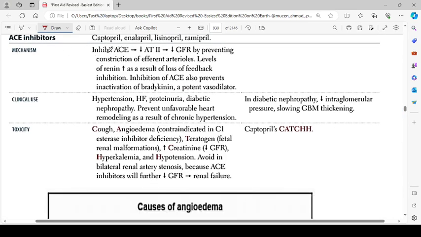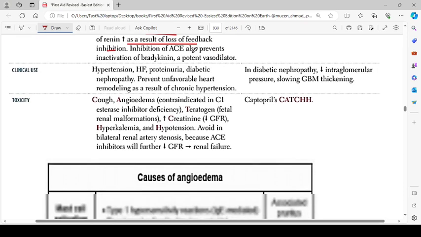The mechanism is they inhibit the angiotensin converting enzyme, decrease the angiotensin 2, and decrease the GFR by preventing the constriction of efferent arterioles. Levels of renin increase as a result of loss of feedback inhibition. Inhibition of angiotensin converting enzyme also prevents the inactivation of bradykinin, which is a potent vasodilator.